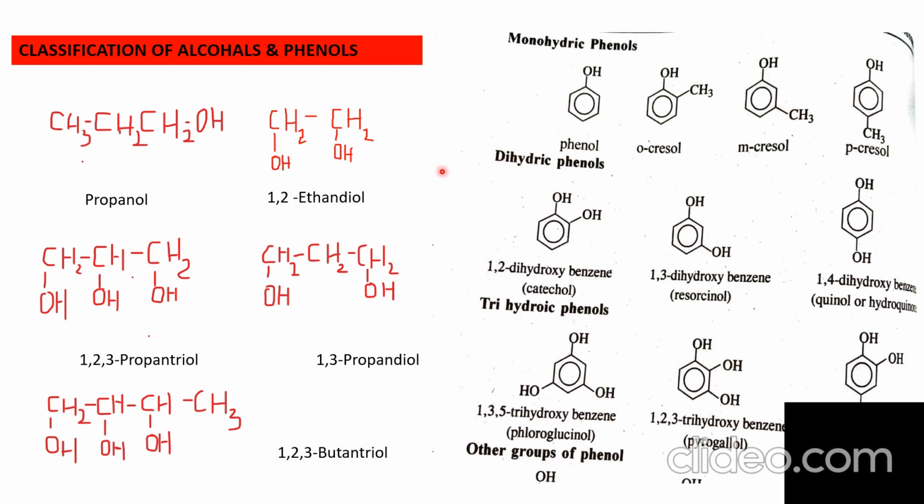Similarly, in phenol, if one substituent is attached to the phenol, then according to its position, it could be ortho, meta, and para. And if two hydroxyl groups are attached to the benzene ring, they could be 1,2, 1,3, or 1,4. And if three hydroxyl groups are attached to the benzene ring, according to their position, they could be 1,3,5, 1,2,3, and 1,2,4.